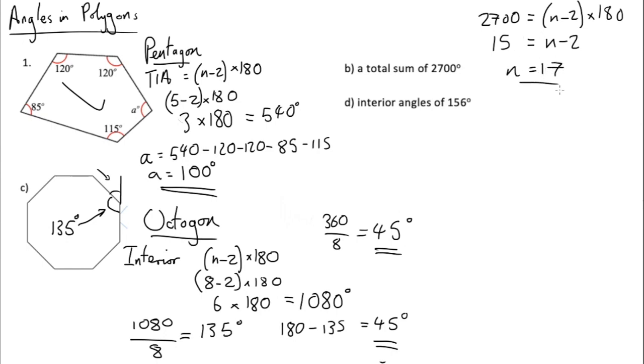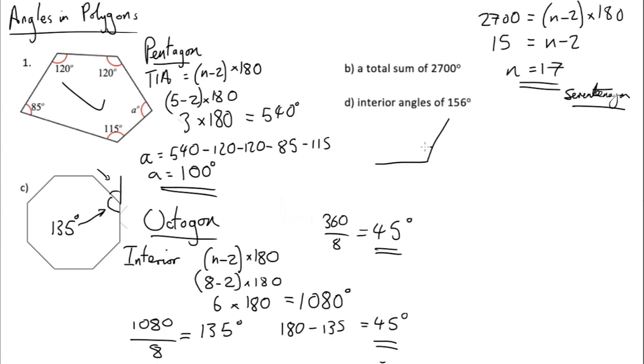So it's a 17-sided shape, which is called a 17-agon. I made that up. That's not actually what it's called. I don't know what it's called. It's a 17-sided shape. Okay, next one, interior angles of 156.